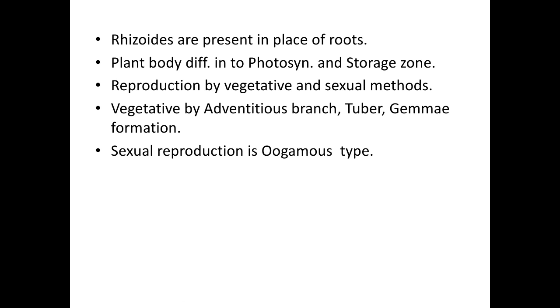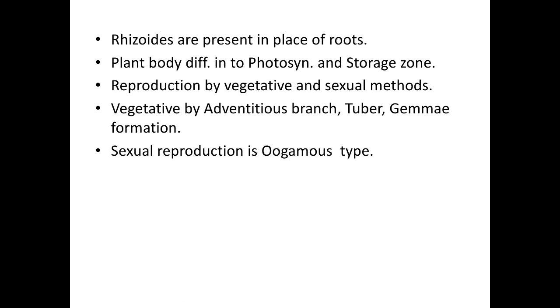Then the lower region is known as the storage region. It is made up of parenchyma tissue. It stores the food material, and that's why this region is generally known as the storage region. Reproduction takes place by vegetative and sexual methods.